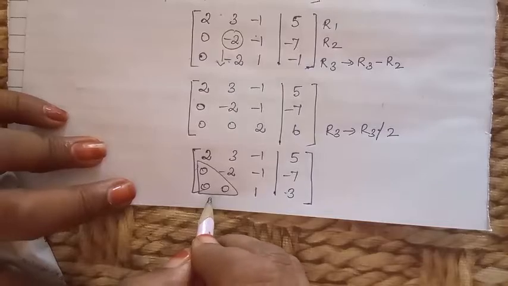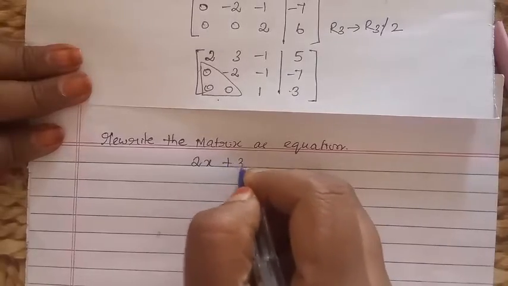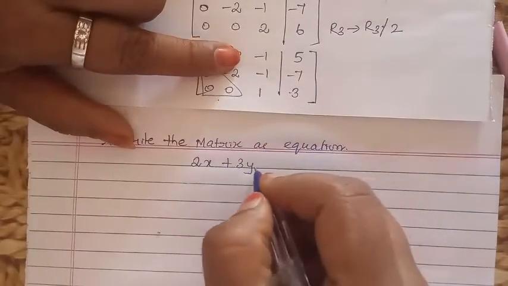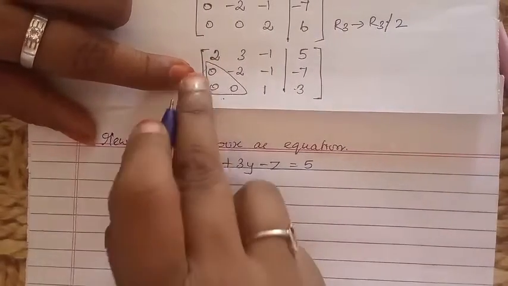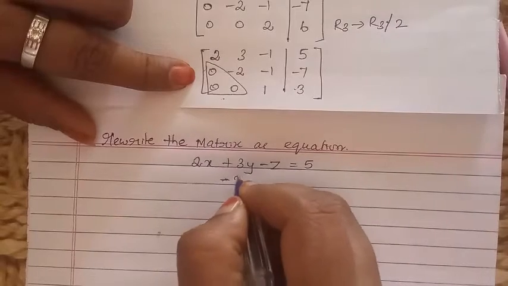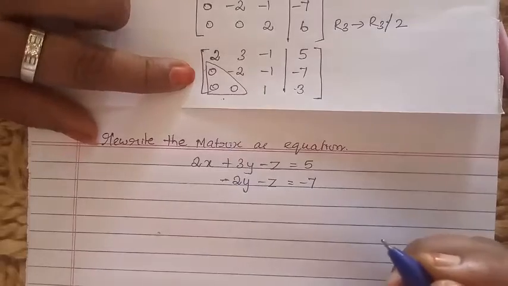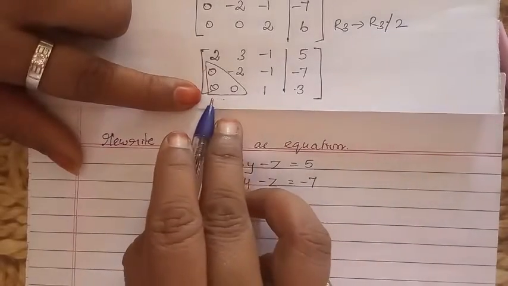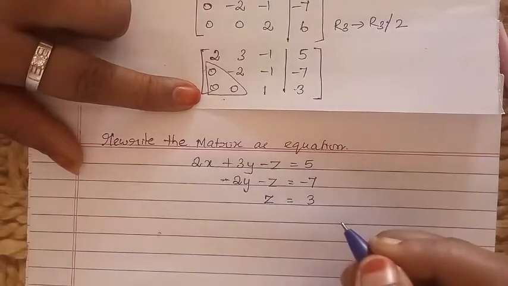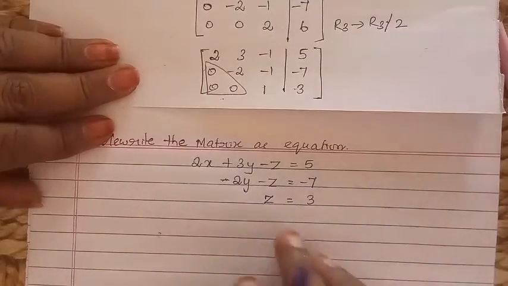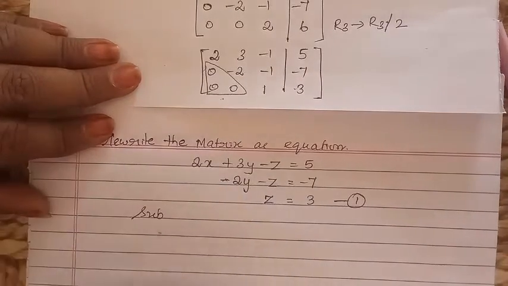In this stage we have to rewrite this matrix as an equation. 2x plus 3y minus z equal to 5, and the second row becomes, since there is no x value, 0 there, so you can directly write minus 2y minus z equal to minus 7, and in the third row you don't have x and y values, so directly write the z value, z equal to 3. Now we have got the value of z here.